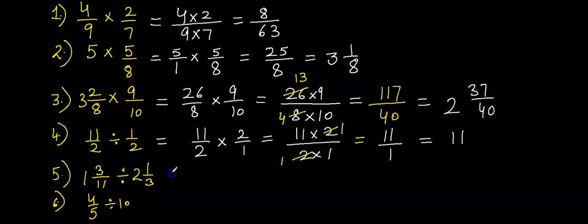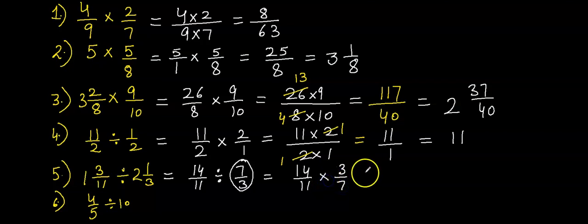So in the next one, again, we can see we have mixed numbers and it's a division. So we have to first convert the mixed numbers to improper fractions. So 1 and 3/11 would be equal to 14/11, and then 2 and 1/3 would be equal to 7/3. Now we reciprocate the second fraction, which is 7/3, and that would be equal to 3/7, and then convert that division into multiplication.